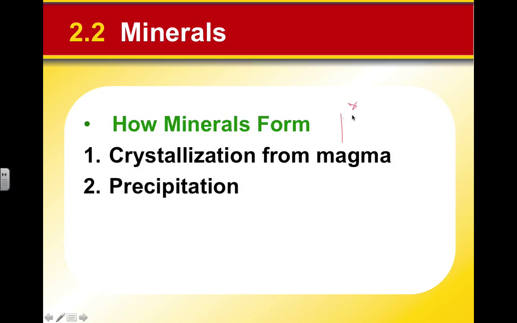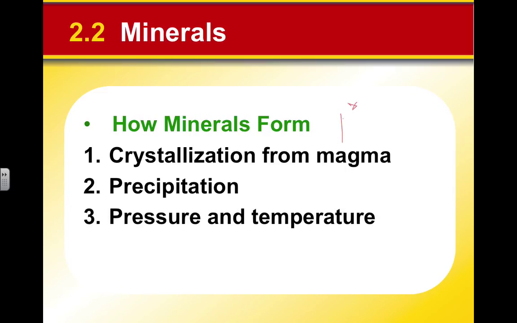The second type is precipitation. So precipitation has to occur during or near a body of water. It could be a lake, it could be a river. And what happens is as that water evaporates, it leaves behind a crystal structure, which is that mineral. And we'll go through some examples of that.